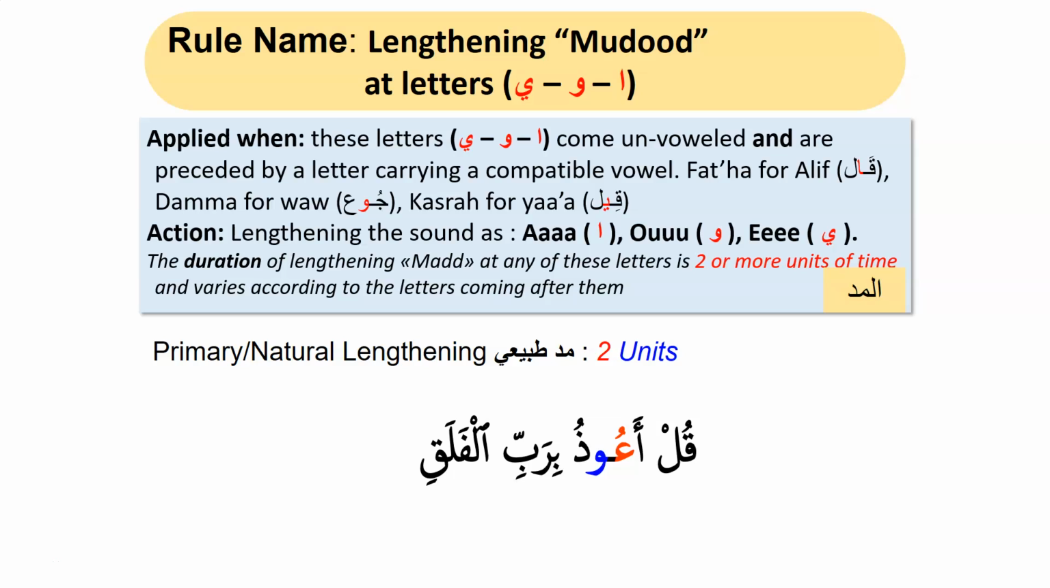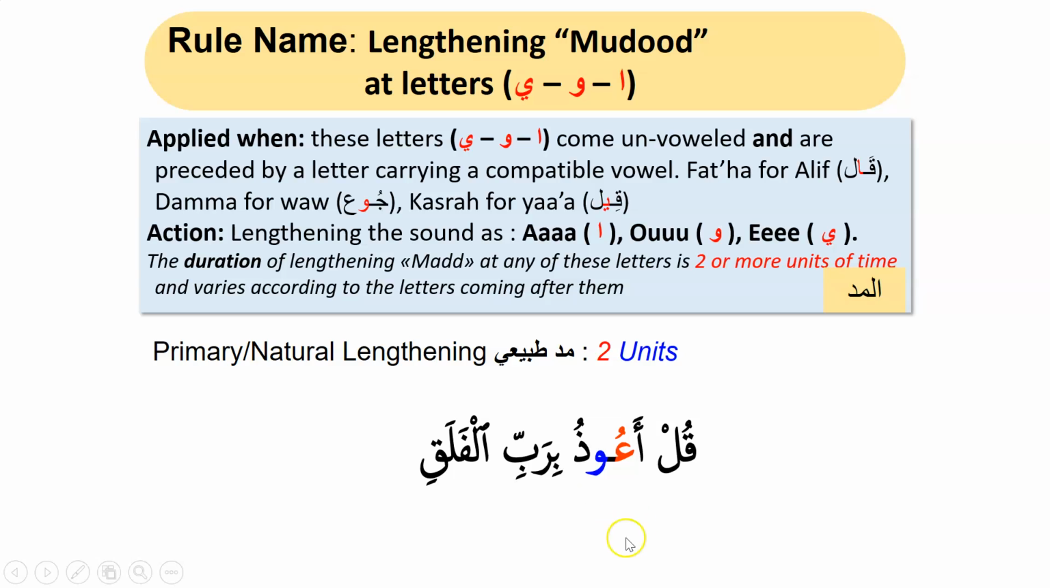So again, as I told you, after we define what a letter of mad is, how can we spot a letter where we can apply mad extension or lengthening? Whenever you find harf al-mad, the letter alif or waw or ya, preceded by a compatible vowel, this is considered a lengthening letter, as long as this letter is not followed by a sakin or hamza. Remember, concentrate very well.